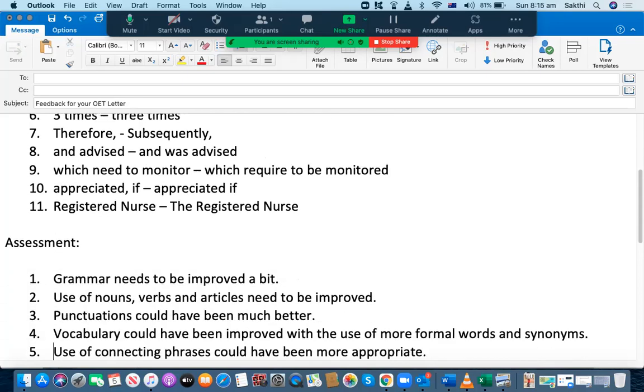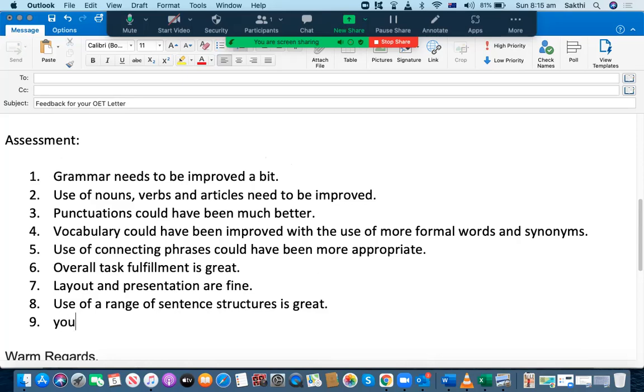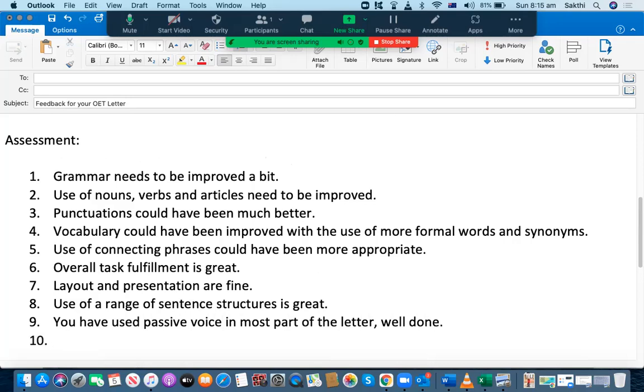Okay, yeah, right. Use of the range of sentence structures is good, is great as well. Yeah, I'm happy with that. You have used passive voice form in most parts of the letter, which is great. So well done, you have done a wonderful job. Okay, so it's really great. What else?